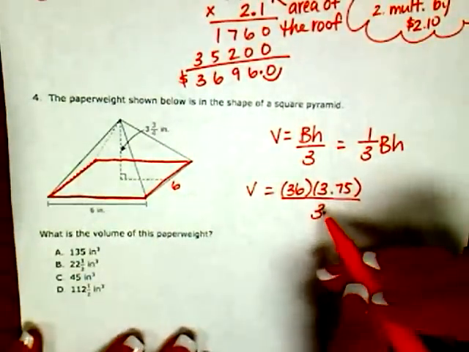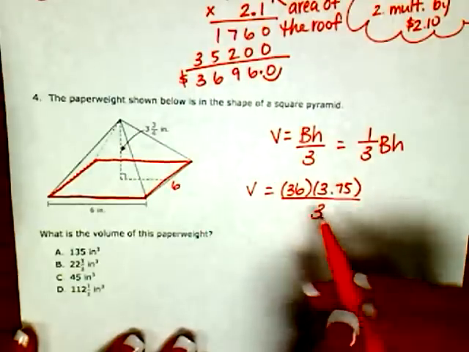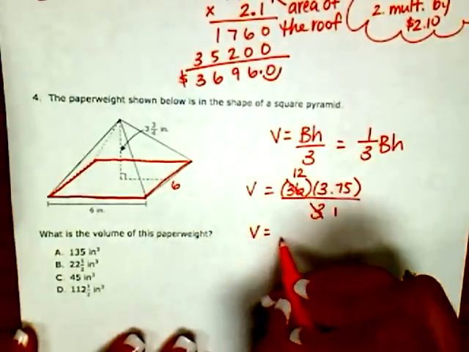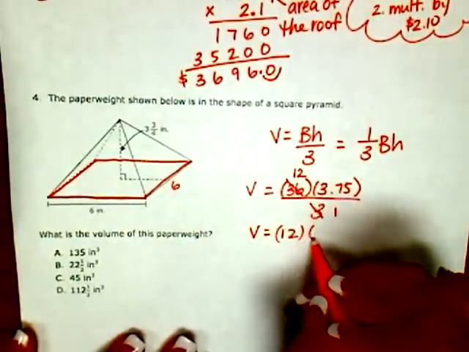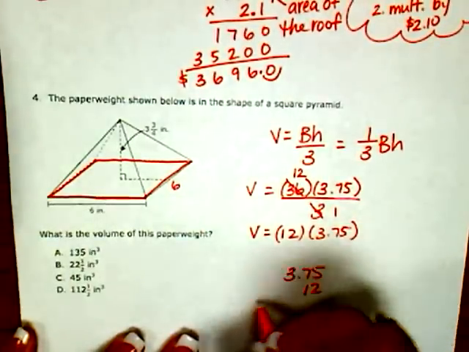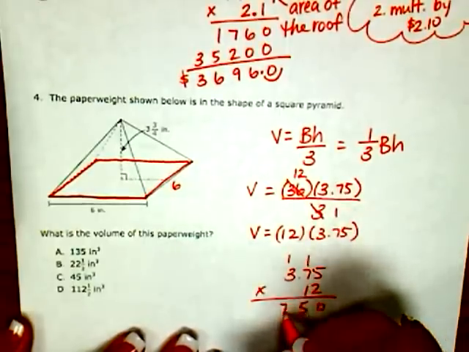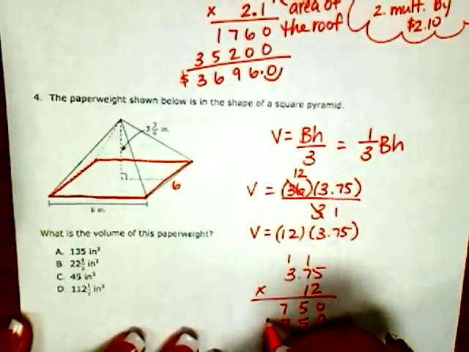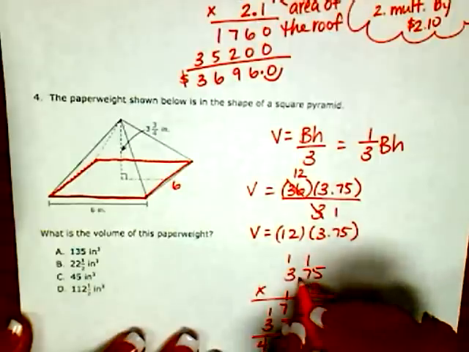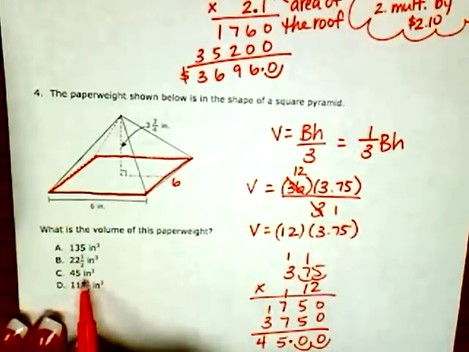So now I'm going to look at this, and I can see that my 36 and my 3 can reduce. So 36 divided by 3 is 12. So what I essentially have now is 12 times 3.75. So I'm going to come down here and work that. And I have 2 decimal places, so that moves down here, and my answer is 45, which is C.